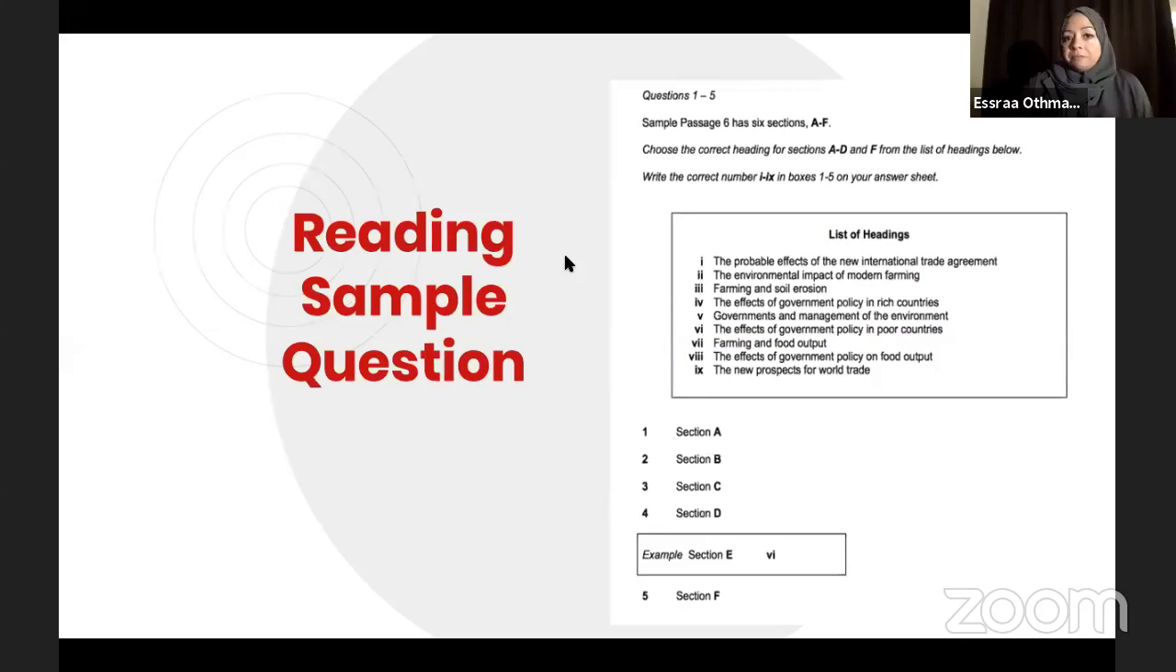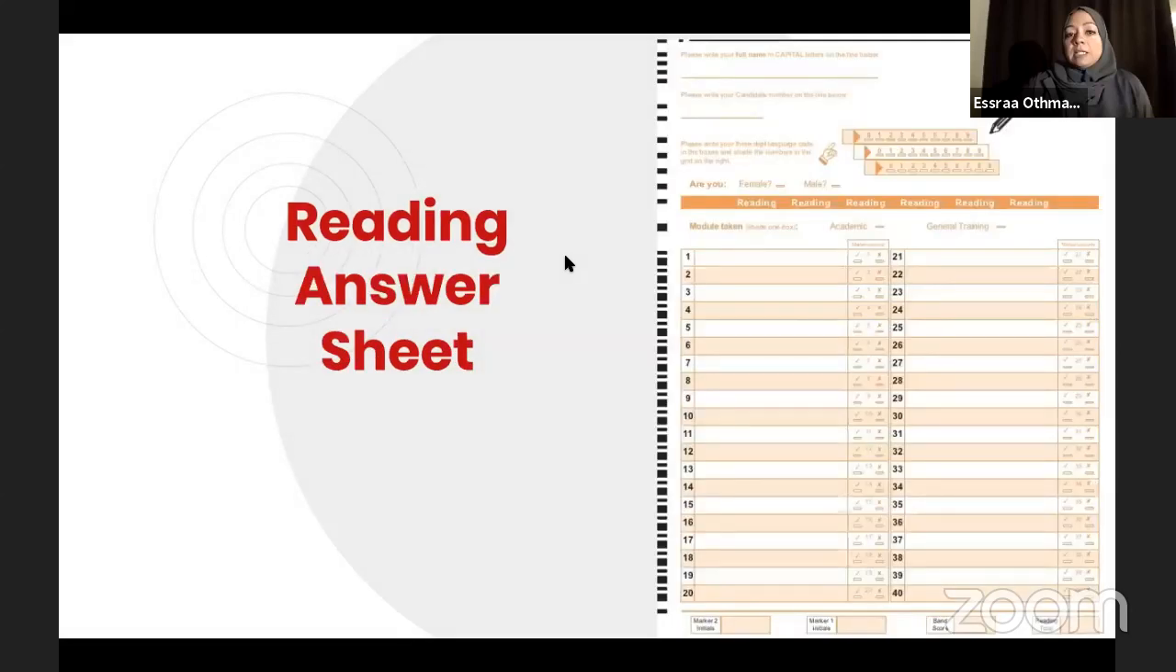Now, the key is to identify the main idea for each paragraph. Once you do that, it's going to be really easy for you to find the best heading for each. Okay. Now, when it comes to the reading answer sheet, as you can see, it's exactly the same. The only difference would be the word, okay?